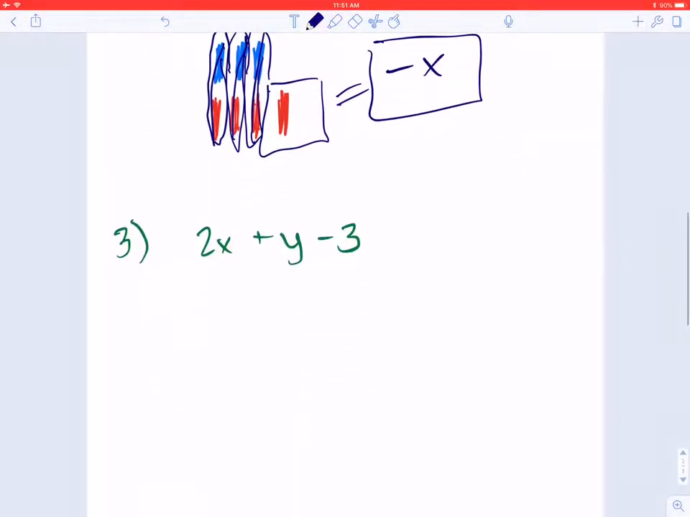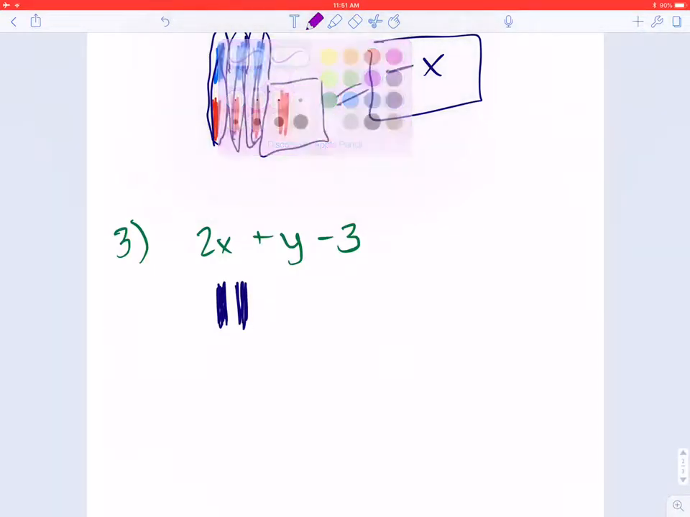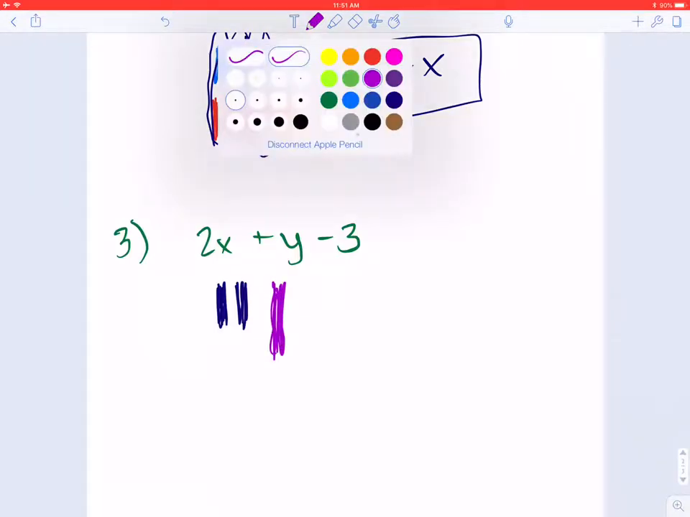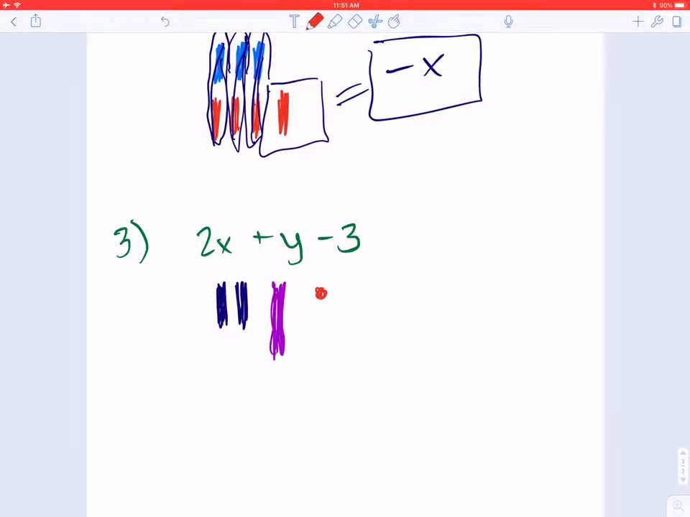Okay, what about a problem like this? I have 2 x's. Then I have a y. And then I have 3 negative units. Are any of those like terms? No. I can't zero any of these out with each other because none of them are the same value. An x is a different value from a unit, similar to a y. They're all different values. So my ending answer for this is exactly what I started with.